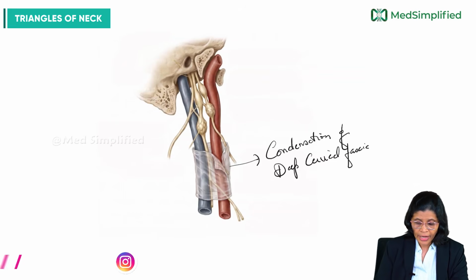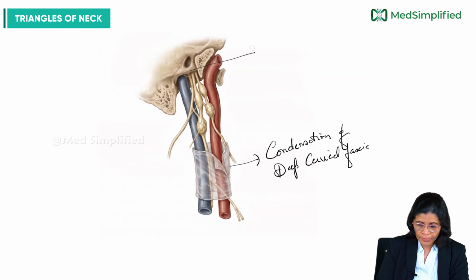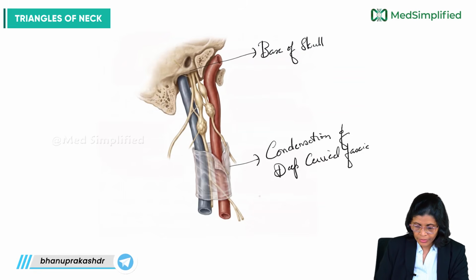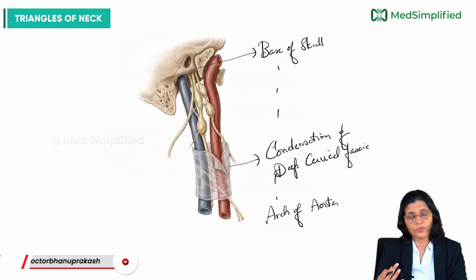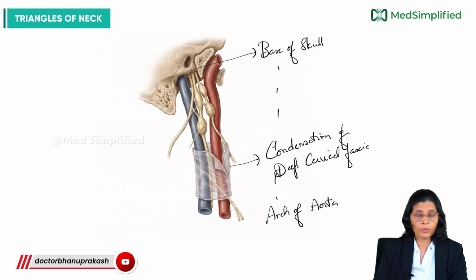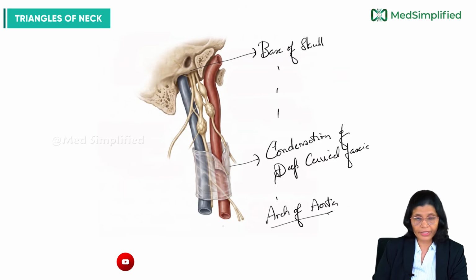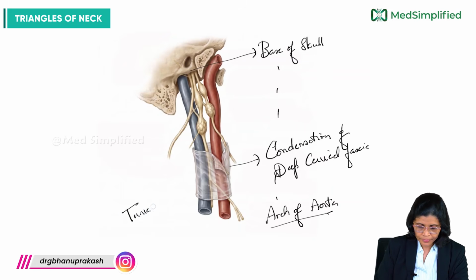The carotid sheath extends from the base of the skull up to the arch of aorta. At the base of the skull, it is attached to the margins of the carotid canal as well as to the jugular foramen margins, whereas in the lower part it blends with the tunica adventitia of the arch of aorta.